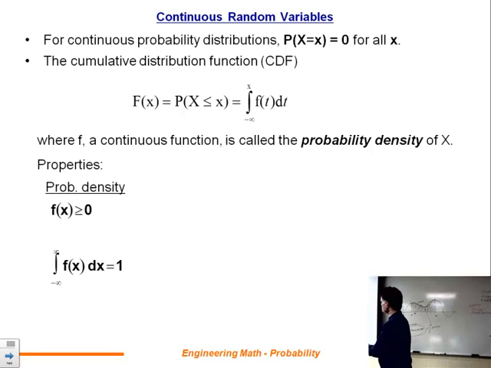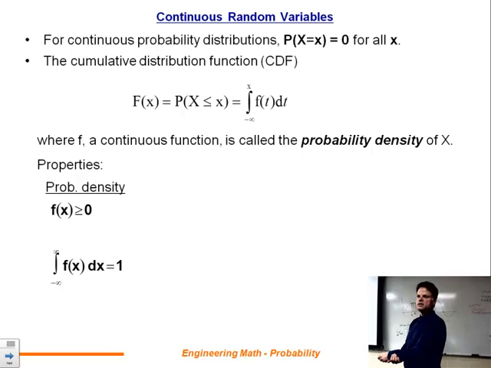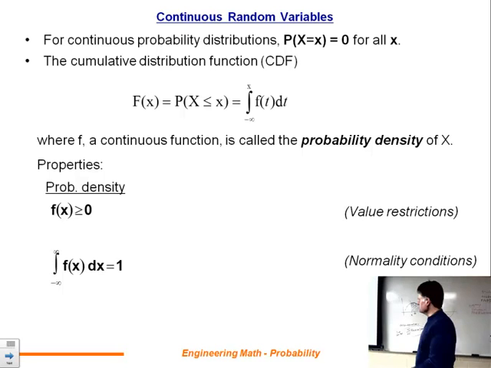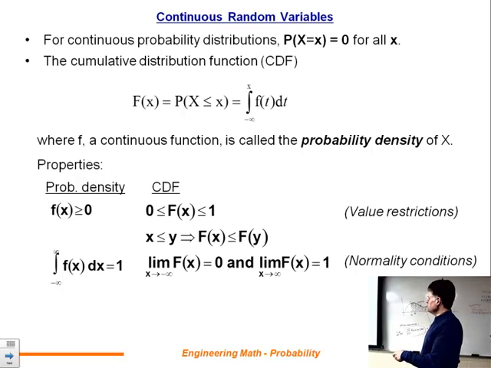Here, its properties are similar. So the probability density always has to be at least 0. If you integrate this over all possible values, minus infinity to plus infinity, then you get probability 1, because the random variable is always going to be somewhere there. So these are value restrictions. These are normality restrictions. So that's for the probability density.